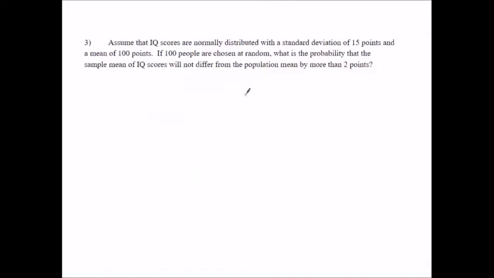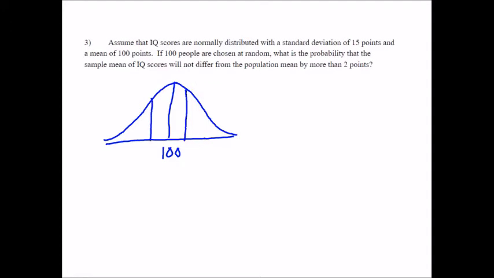All right, number 3. Assume that IQ scores are normally distributed with a standard deviation of 15 points and a mean of 100 points. If 100 people are chosen at random, what is the probability that the sample mean of IQ scores will not differ from the population mean by more than 2 points? So here's our mu, it's 100. We're looking at 2 points above and 2 points below, so we're looking at 98 to 102.